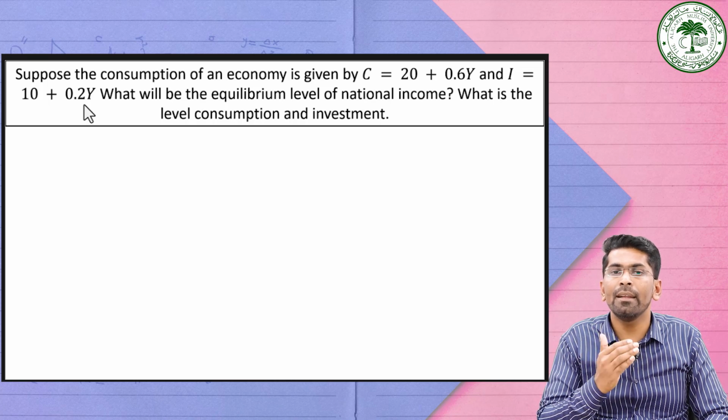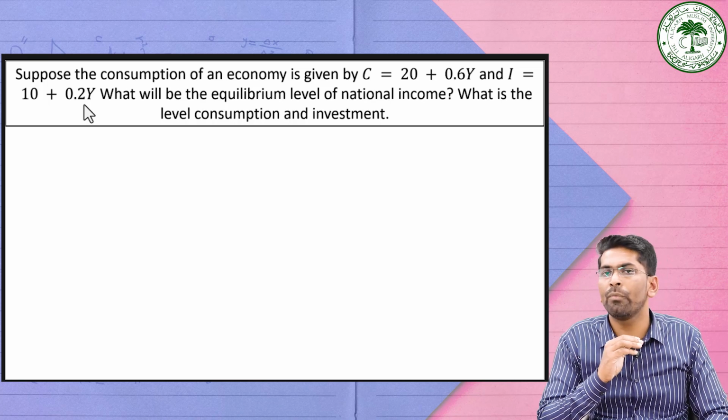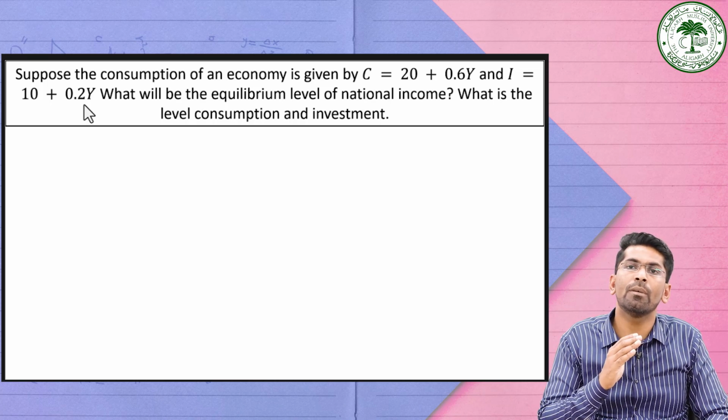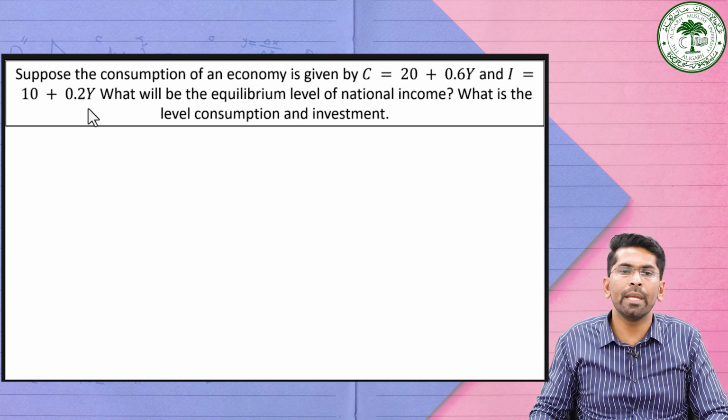That means it is entirely dependent upon the level of income. If it is not dependent upon the level of income, then it is generally known as autonomous investment. But here, the investment is also a function of income. So we want to find out the equilibrium level of national income, and then consumption and investment as well.